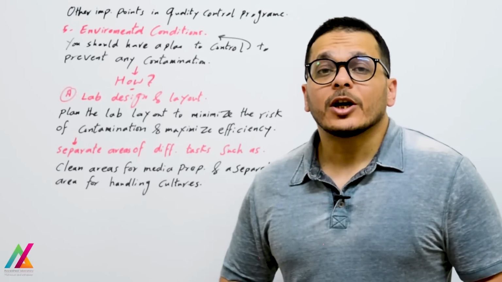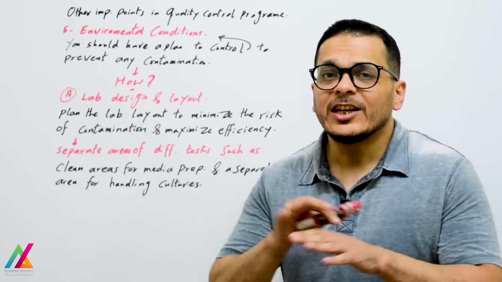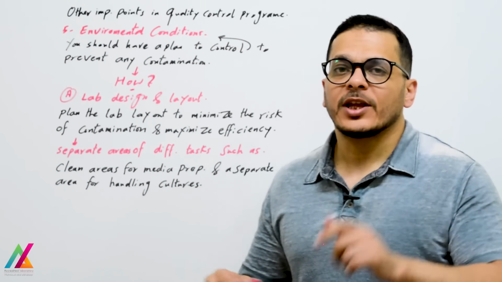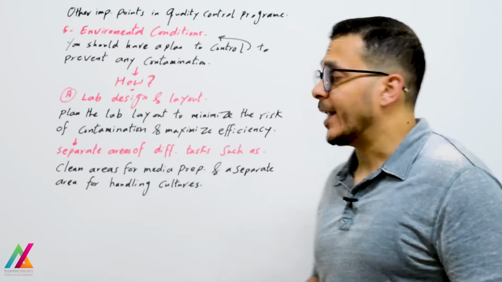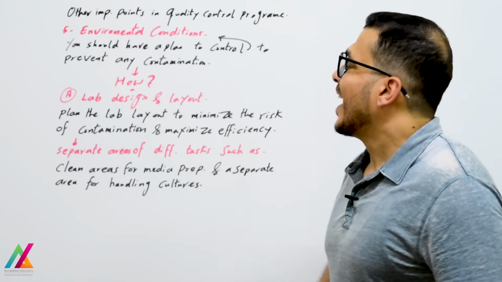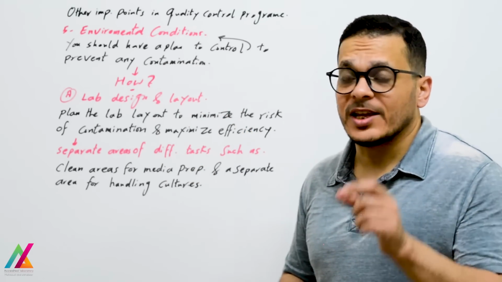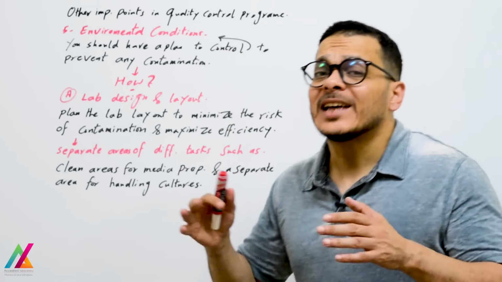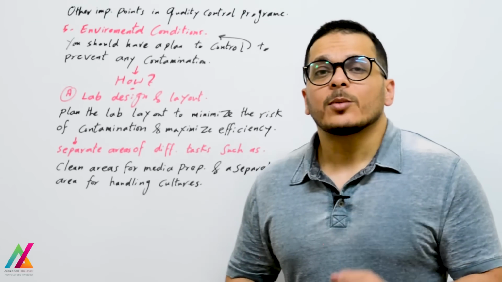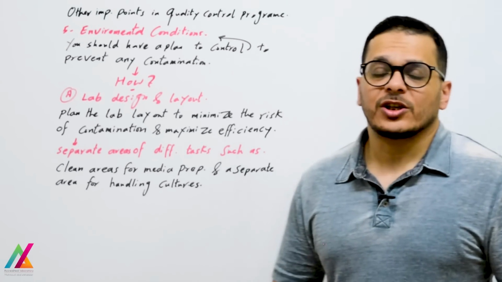Environmental conditions in a microbiological lab are very important to control, because any contamination will affect the accuracy of the results, maybe more than in any other lab. So you should have a complete plan to control the environmental conditions in the microbiological lab to prevent any contamination. But how to do this? I prepared some points to explain how to prevent or minimize the contamination inside the lab.